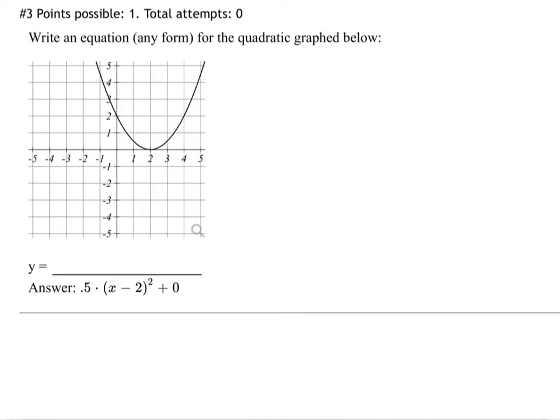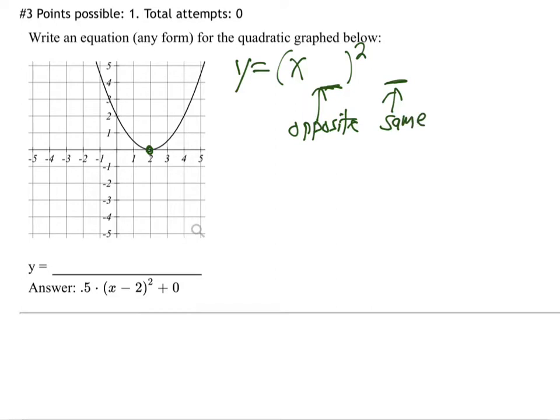Number 3 here. So write an equation. Now we're working backwards. So they're going to give us the U-shape, the parabola, and they want us to come up with the equation of the thing. Well, here's the center. So we know, remember how the parentheses work. X squared, and then there's some number here, and there's some number here. And remember, this is always opposite, same. Opposite, same. So what's the center? Over 2, up 0. So 2, 0, the vertex of the parabola is 2, 0.